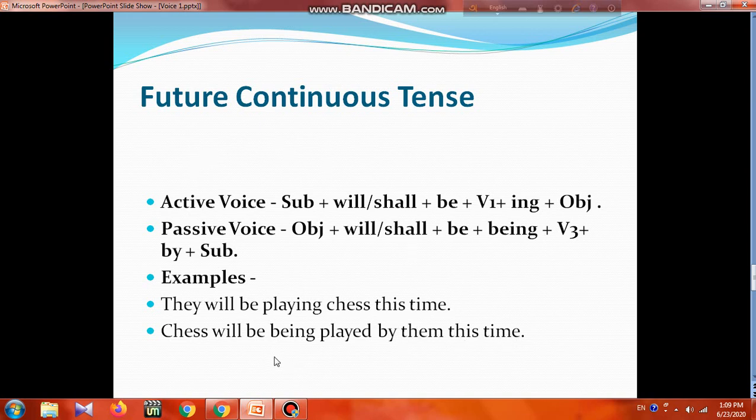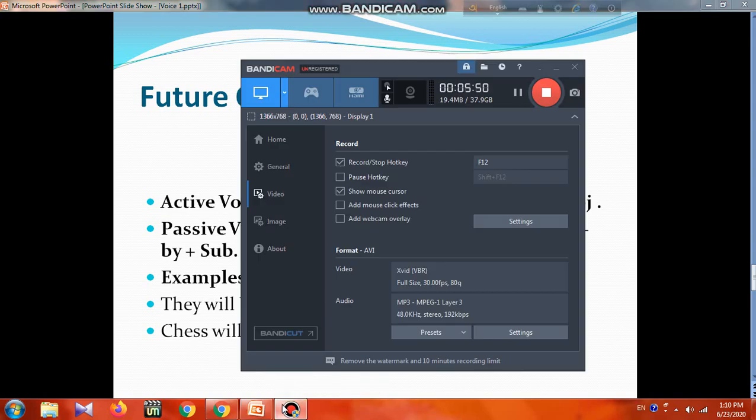So we learned how to change the voice of future continuous tense, meaning along with shall be, will be, we take being, then B3, then by, then the objective form of the subject. So they will be playing chess this time, you can change it to chess will be being played by them this time. Are you getting it? Hopefully you got it.